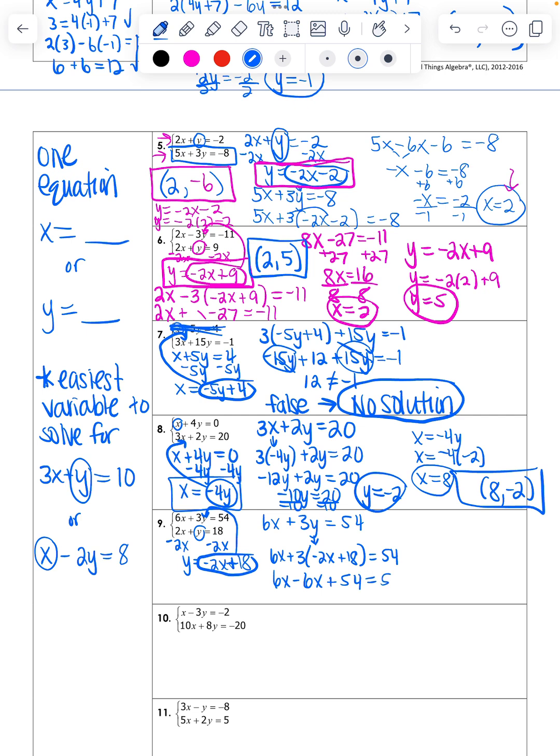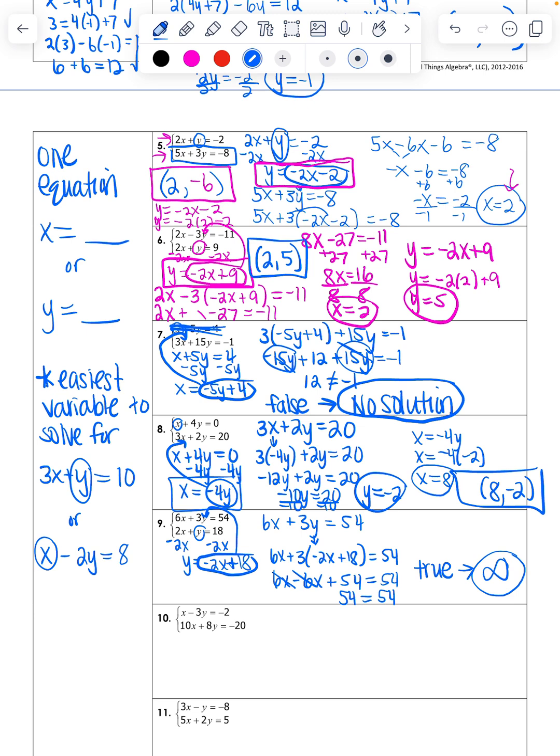So I get a kind of weird equation here because 6x minus 6x cancels, and I'm left with two numbers, 54 equals 54. Because this is a true statement, everything canceled out. This actually means there's infinite solutions. These are the same exact lines. If we solved both of these for y, we would get the same exact thing.